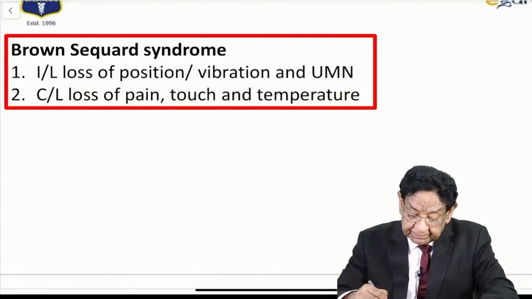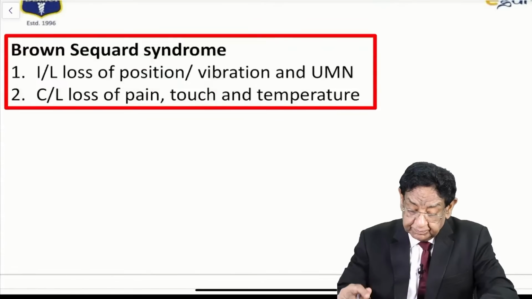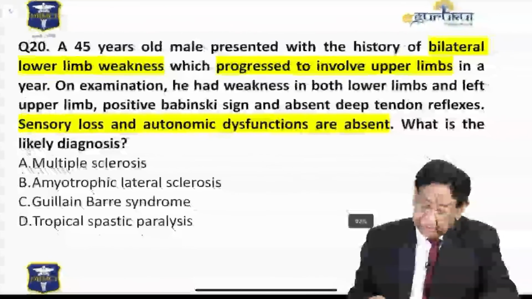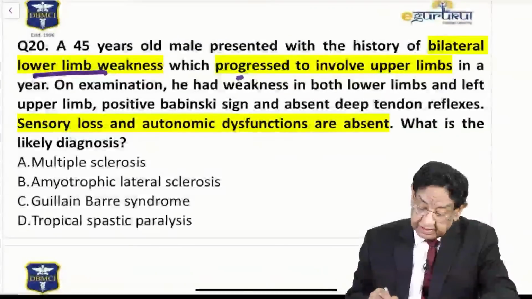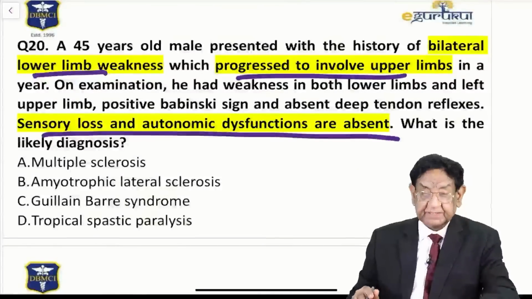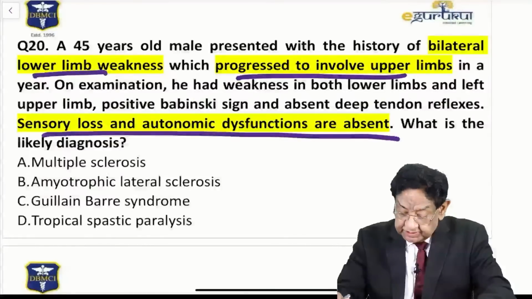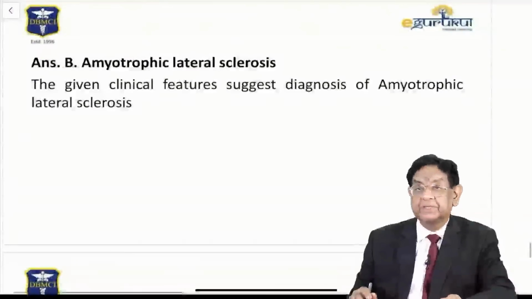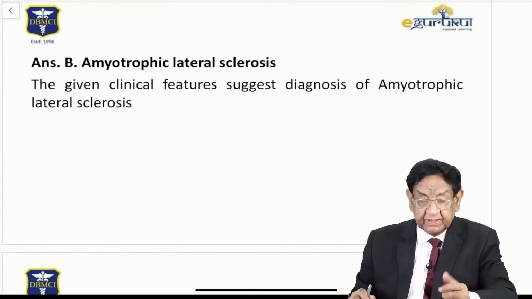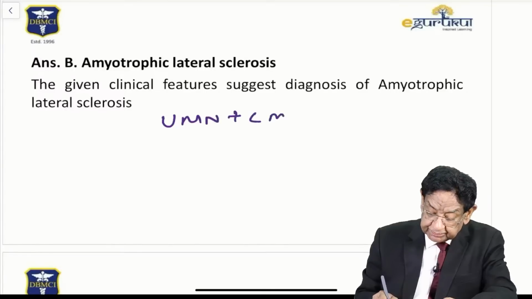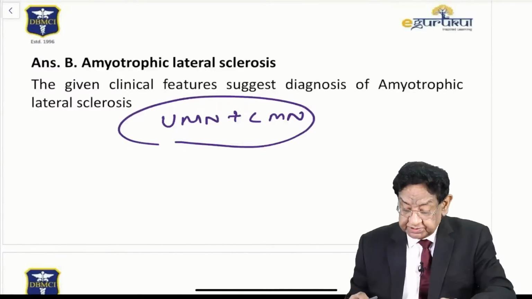Now the last question of the day. A 45-year-old presents with a history of bilateral lower limb weakness, upper limb also involved. Reflexes are absent. There is no autonomic feature and there is no sensory loss. Most likely diagnosis? Well, this question we partially discussed earlier. It is amyotrophic lateral sclerosis, which is a type of motor neuron disease, if you remember. In this we have features of both upper motor neuron and lower motor neuron. Amyotrophic lateral sclerosis is there.